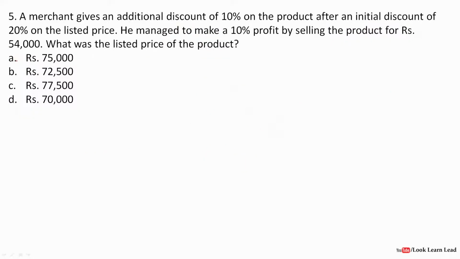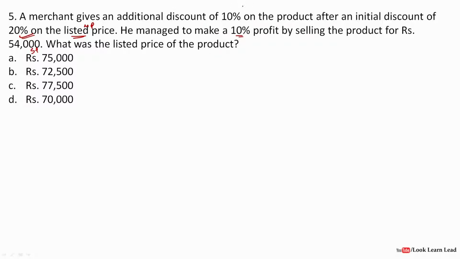Next question. A merchant gives an additional discount of 10% on the product after an initial discount of 20% on the list price. Okay, first he has given 20%, list price means mark price. First he has given 20% discount and after that he has given 10%. So this is also a case of successive discount only, and then he managed to get a profit of 10% by selling the product. Selling price is given, so we have to find the mark price.